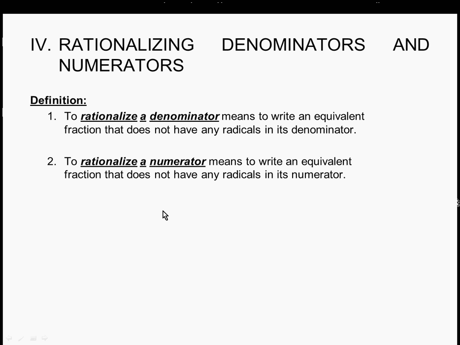To rationalize a numerator means to write an equivalent fraction that does not have any radicals in its numerator. So again, they don't all disappear, they just somehow migrate someplace else. If when you're doing a rationalization of a denominator and numerator, you can make all the radicals disappear, you've done something wrong.